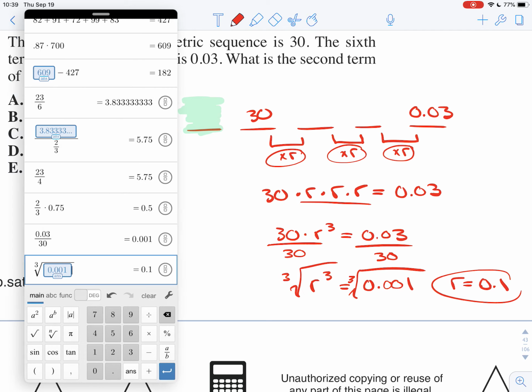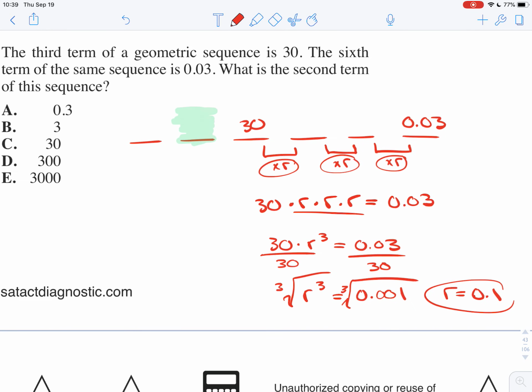So if r is equal to 0.1, that means that if we multiplied 30 by 0.1, then multiplied that answer by 0.1, and then multiplied that answer by 0.1, we would end up with 0.03. So if we're going backwards, then we are going to be dividing, right? Because we're effectively going backwards.